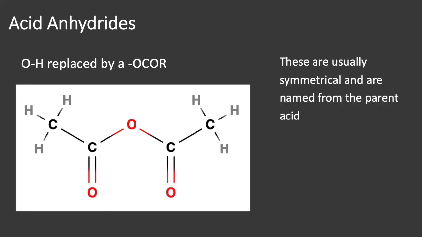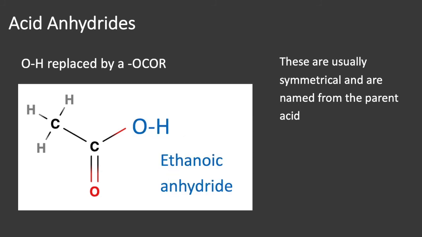Acid anhydrides, they do scare people a little bit, but there's no need. Just think of them as really reactive acids. They are effectively two acid molecules that have been dehydrated by the loss of a water molecule. We name them from the parent acid, so this one will be ethanoic anhydride because it's come from ethanoic acid.